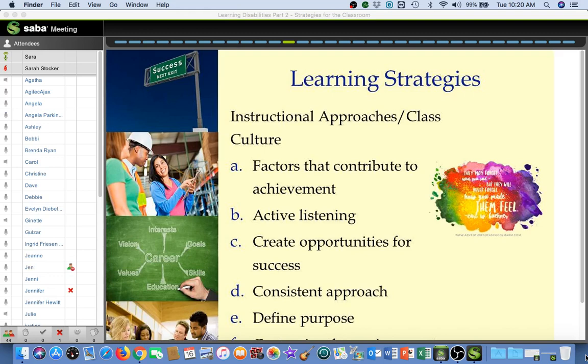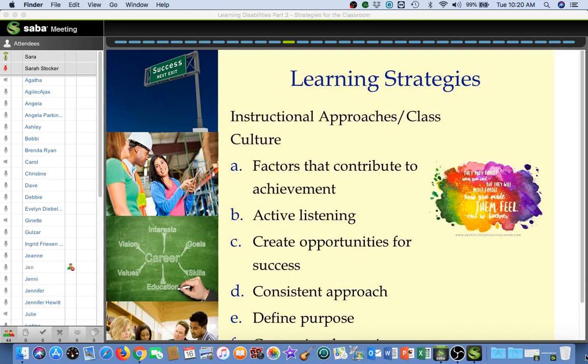Next, creating opportunities for success. Learners with learning challenges often have low self-esteem and self-confidence and have had negative learning experiences in the past. So it's important to show the learner that they can be successful. Do this by starting the learner at a place where they will experience initial success, like with a strength area. Then increase complexity or change the competency to ones that they find more challenging. When learners succeed, they can attribute their success to their own efforts and hard work, and this can create more of an internal motivation to continue and succeed.